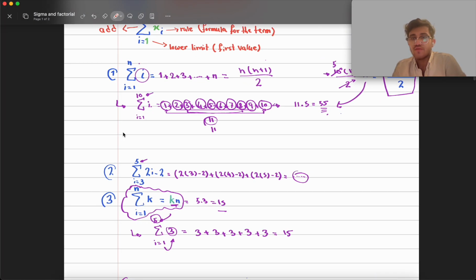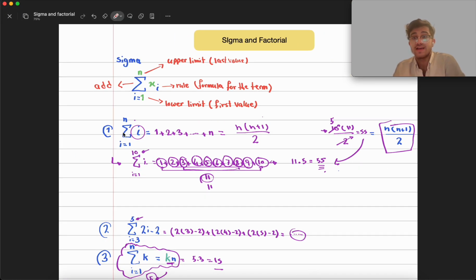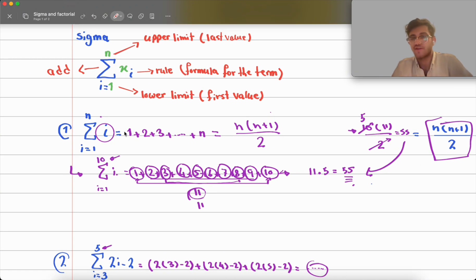This was everything about these two important things, because we're going to use them a lot, and it was a good idea just to have a background about them.